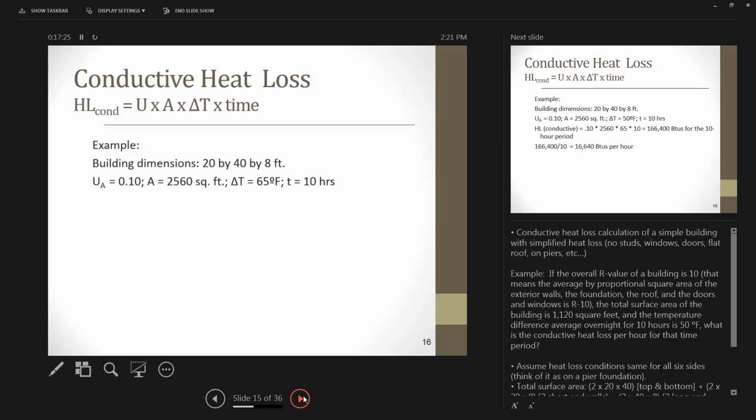We got our assembly U value of 0.10. Remember, we added up all our R values, and then we took the inverse of that. We just got our square footage exposed, 2,560, and then our delta T is 65 degrees Fahrenheit. So we had 68 degrees inside as our design temperature and 3 outside. So we've got a 65 degree delta T, and then we're going to do this heat loss over 10 hours.